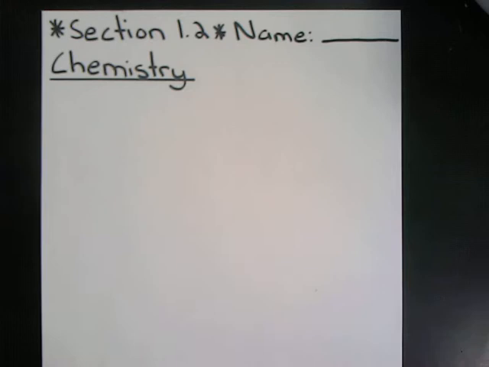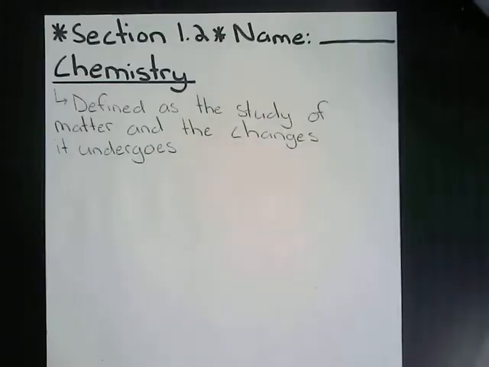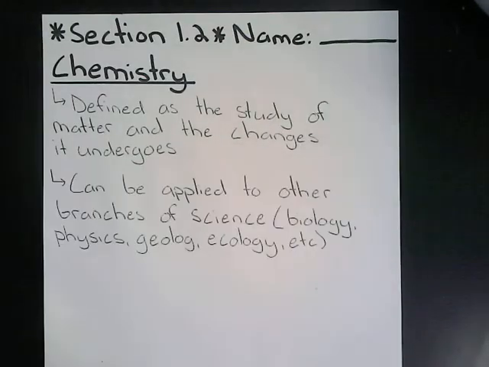So we start out here with chemistry and a basic definition of what chemistry is. Chemistry is defined as the study of matter and the changes that it undergoes. Now, the really neat thing about chemistry is that it can be applied to all branches of science. So it can be applied to biology, physics, geology, ecology, and other branches of science. It is the central science. Now, chemistry is also going to play a central role in discoveries made in both science and technology.